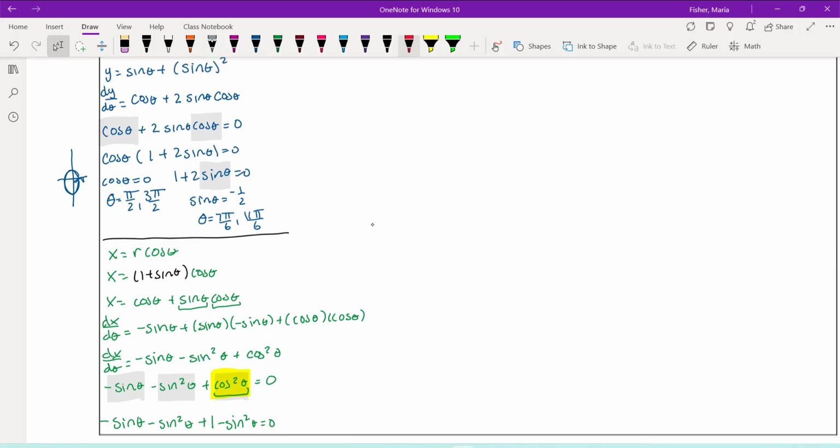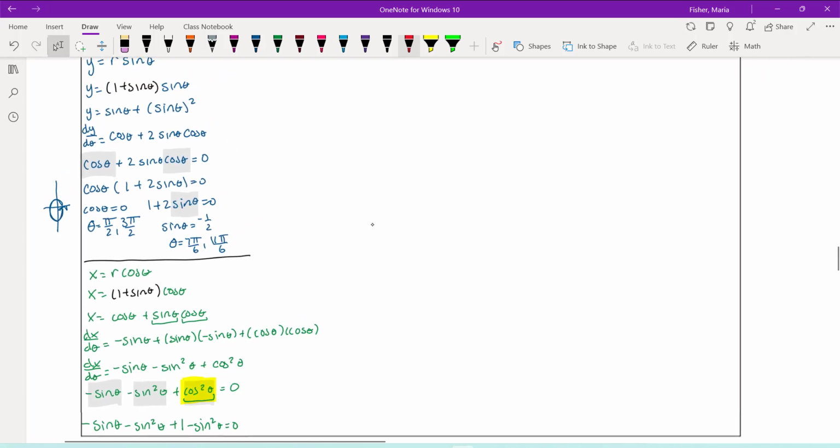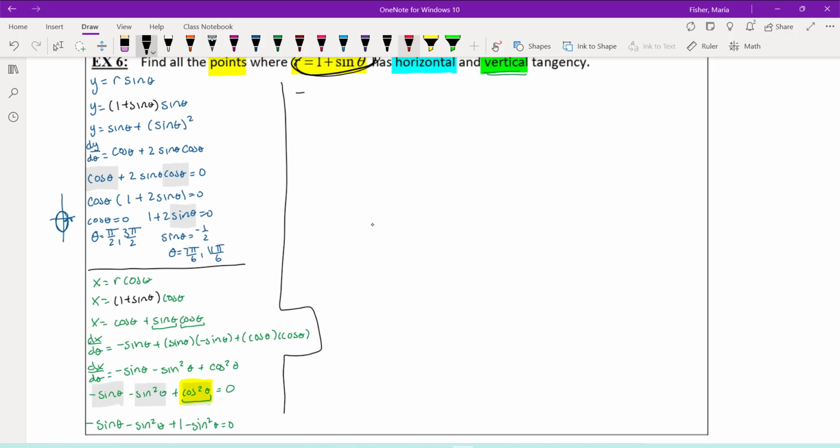Moving over here to the right-hand side, because we ran out of space. Again, we have negative sine of theta minus sine squared theta plus 1 minus sine squared theta equals 0. So I can combine like terms. That's negative 2 sine squared theta minus the sine of theta plus 1 equals 0. Now I'm quadratic and I can factor it.